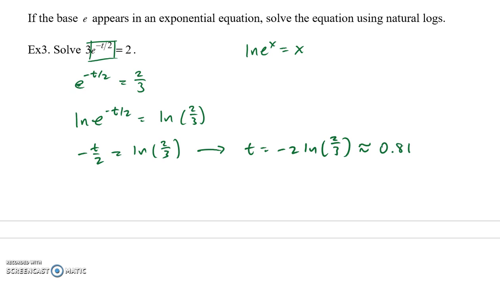You might be surprised that the solution here actually is a positive number, since you see a negative sign out in front. But that's due to the fact that the natural log of 2/3 itself is a negative number. So actually what you're doing here is multiplying -2 by another negative number, and that's why you end up with a positive number when you approximate it.